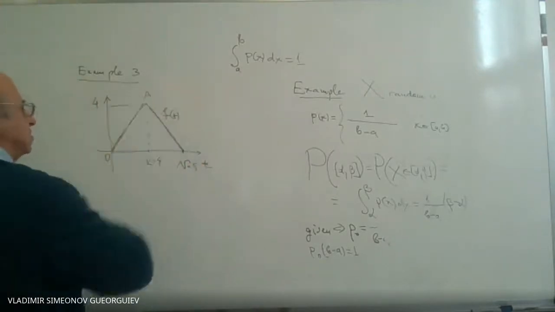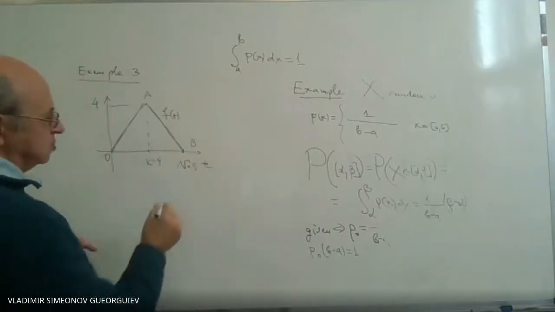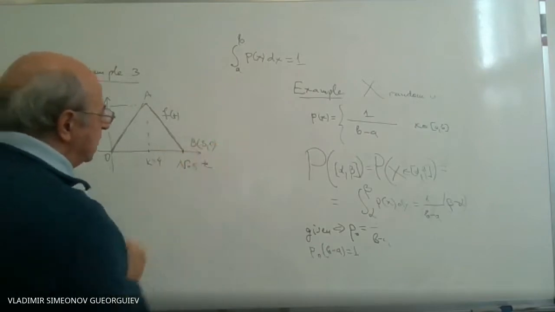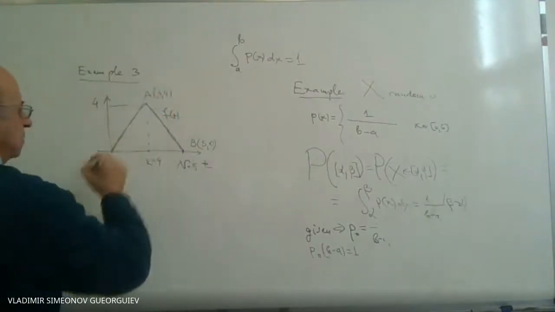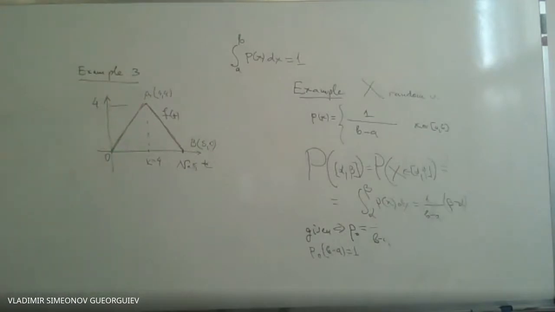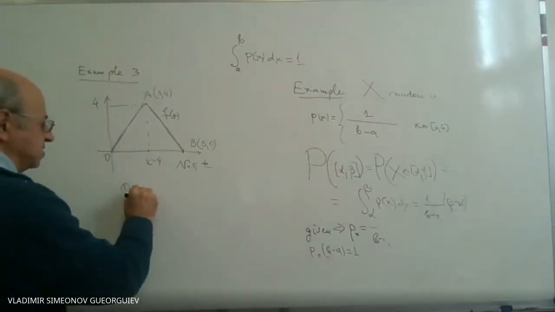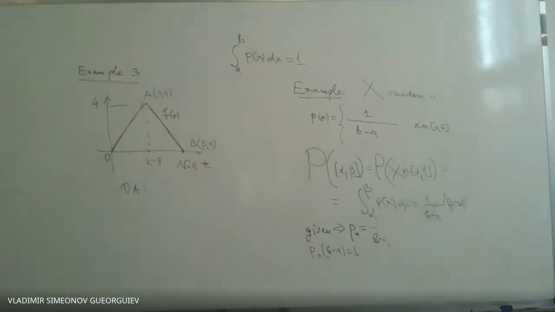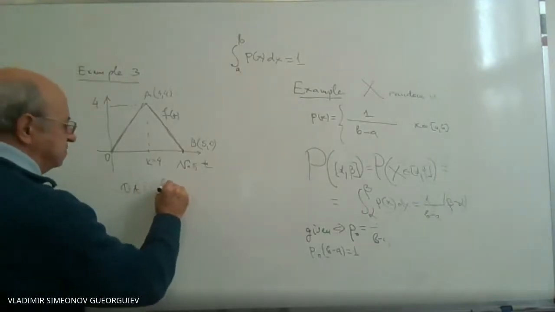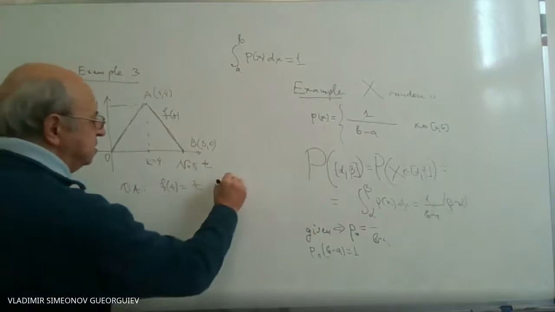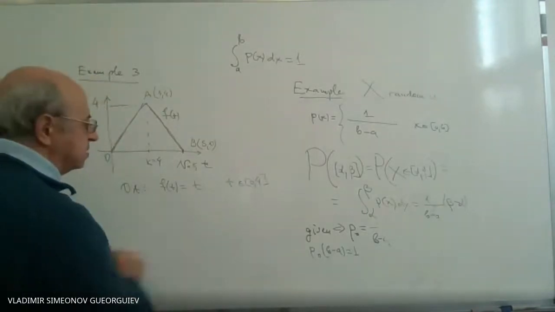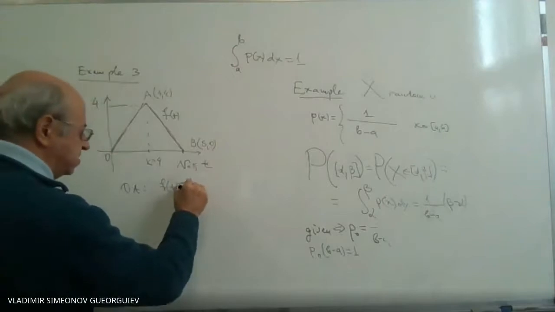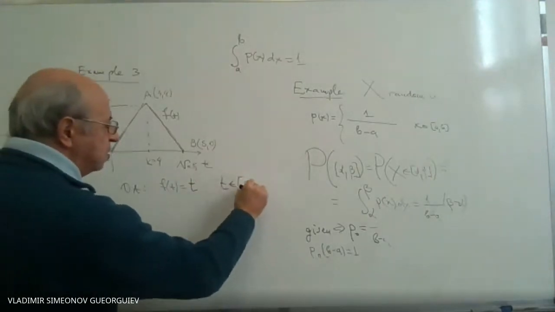Let's call this point A and this point B. Of course, B has coordinates 8, 0, while the point A has coordinates 4, 4. What is the graphic for our OA segment? It is clear that our f(t) is t for t between 0 and 4. Let me write bigger, so more clear. This is t for t between 0 and 4.